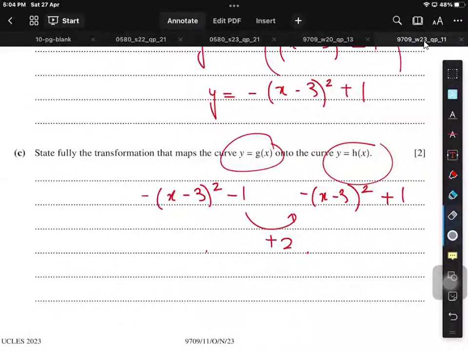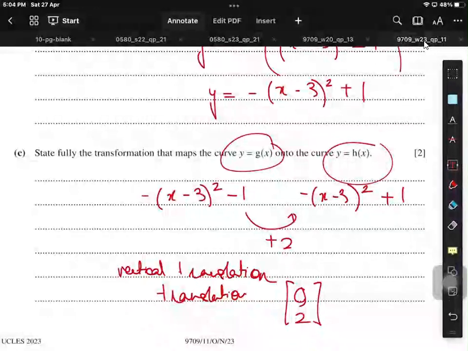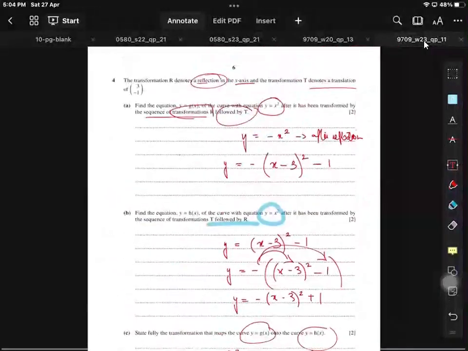Now, what would be the transformation that would allow me to add plus 2 here? That would be our vertical translation, or a better way of writing it would be translation, and we can draw the matrix. As this is a vertical translation only, not a horizontal one, we would write 0 in the movement of the x direction, and in the movement of the y direction, which is the vertical movement, we would write positive 2. That is it for question number 4.